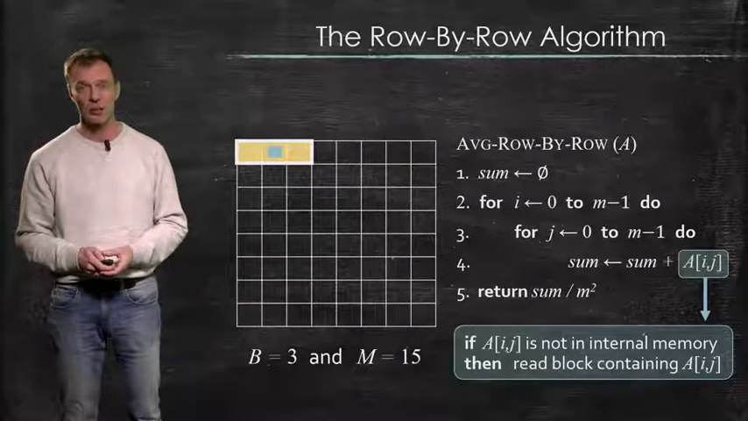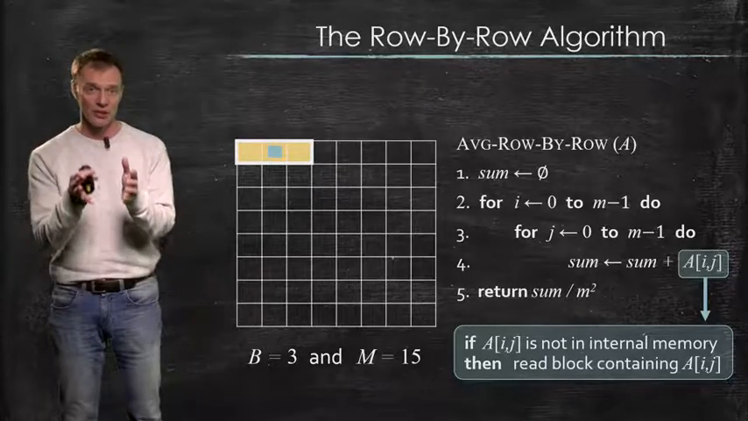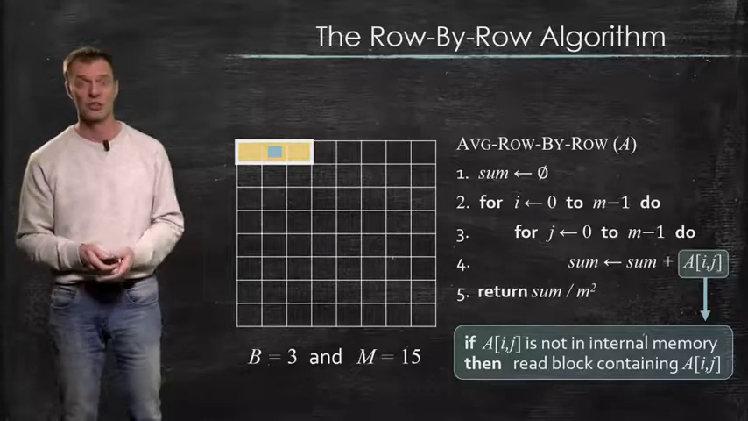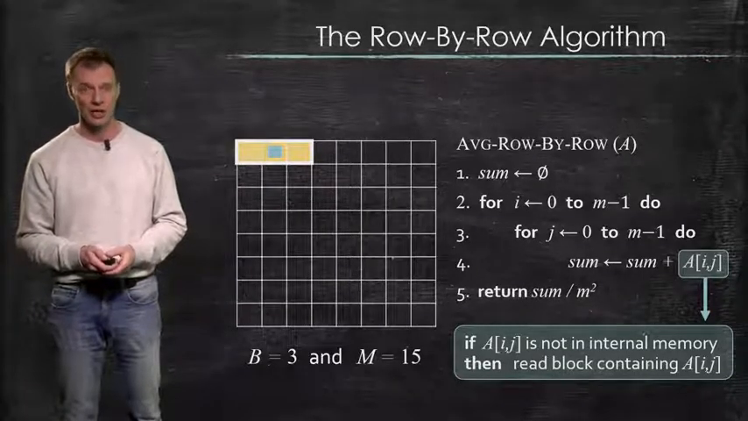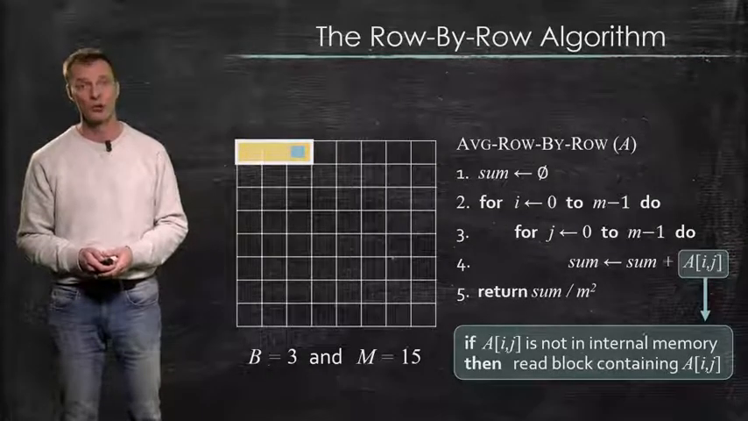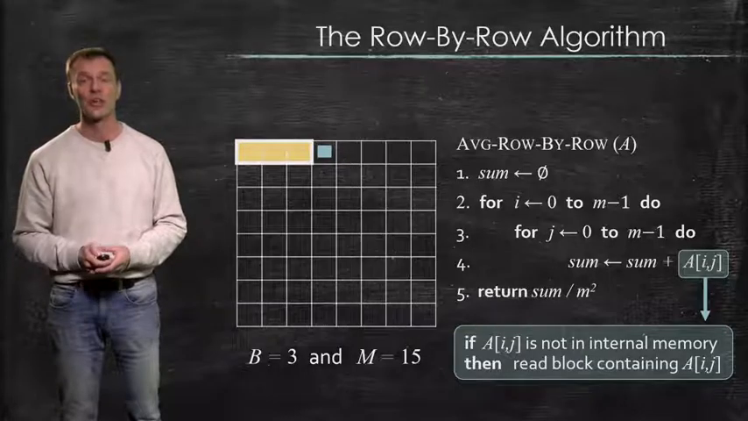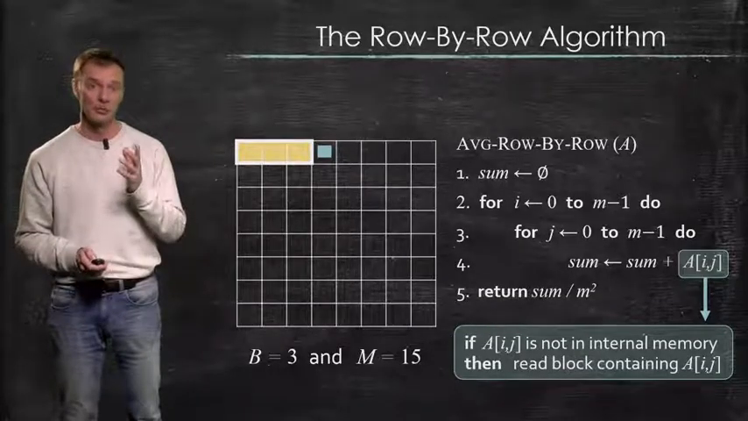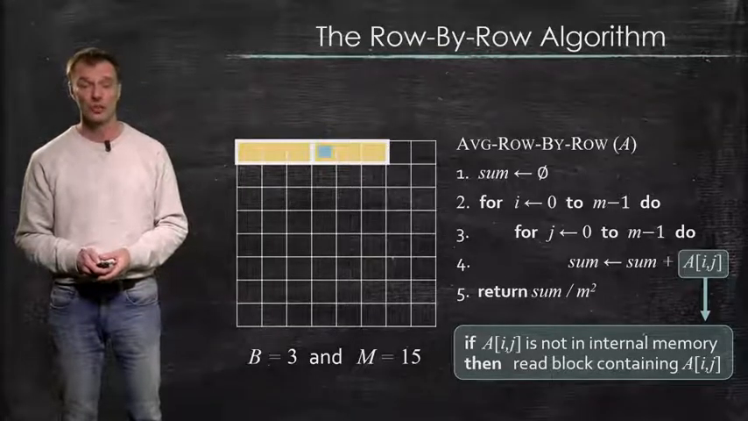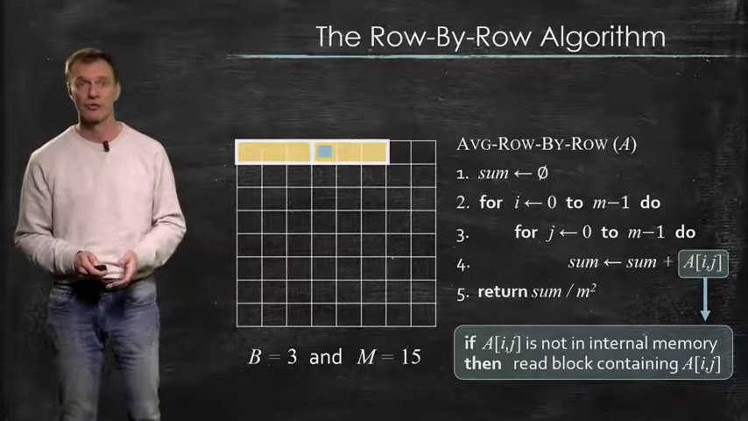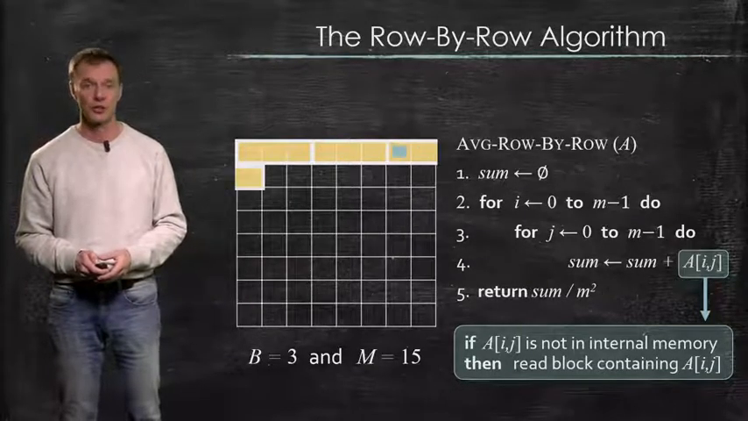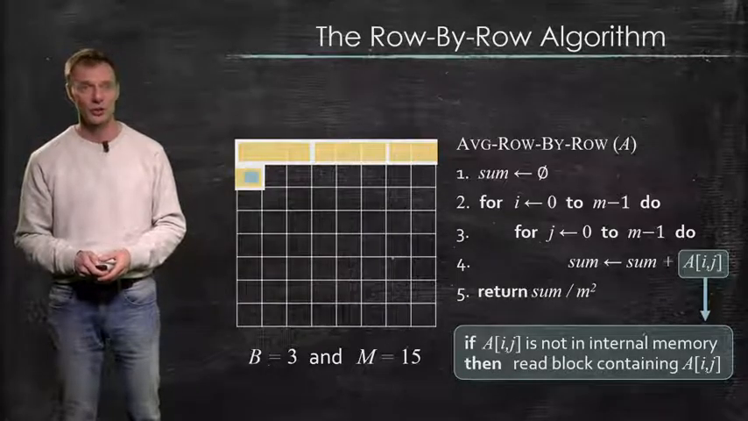Then it goes to the next element, and this is nice because this block is already in the internal memory because we just read it. So we can proceed without reading a new block. Also for the third one, we can simply add its value and we don't have to read the block. When we get to the next element in this row, however, the block is not present. We go to a new block, so now we need to read this particular block. We can add the value, continue, go to the next one, not present, read the new block, go to the next one, and so on.